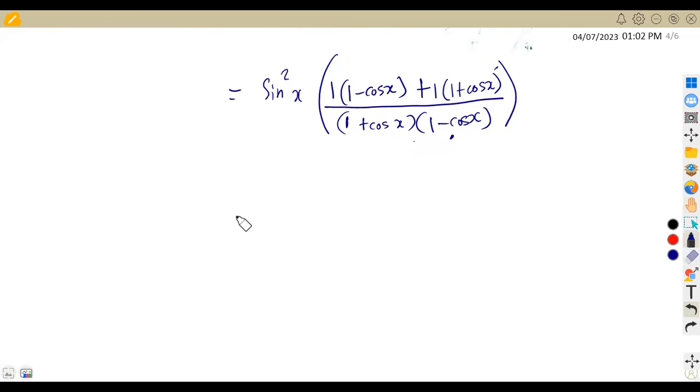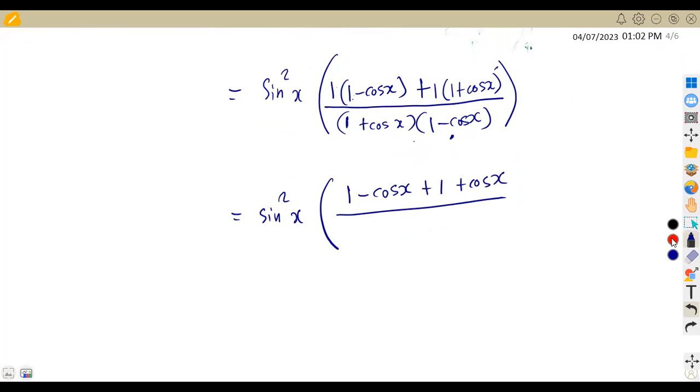From this stage, we can simplify further. That is, the sine squared of x is equivalent to, expanding the brackets, 1 times anything remains as it is. So it's 1 times 1, which is 1. 1 times minus cos x, which is minus cos x. 1 times 1, which is 1. 1 times cos x, which is cos of x in this case.